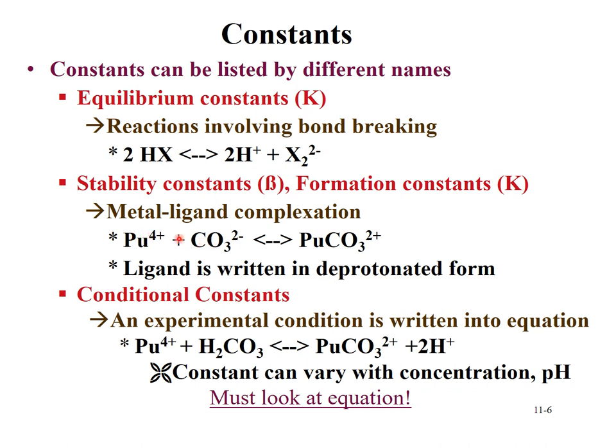This same reaction can be written as a conditional constant below here, where we have the plutonium 4 plus the protonated carbonic acid going to the plutonium carbonate plus protons. Now, if we have something like protons in here, we can imagine within this equation that this constant is going to vary with pH. Overall, if you use constants from the literature, you should evaluate what equations those constants relate to.